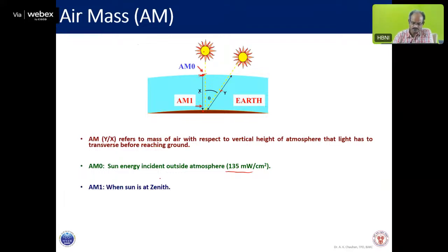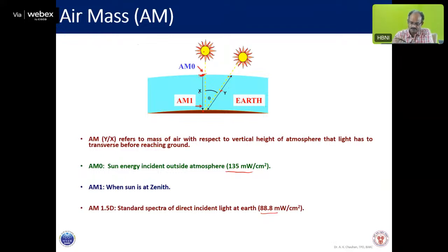AM1 is when the sun is at zenith. So this is x, and so x by x is 1. And when this distance is 1.5 times this distance, that is called AM 1.5, air mass 1.5. This is the standard spectra of direct incident light, and its value is nearly 88.8 milliwatt per centimeter square.